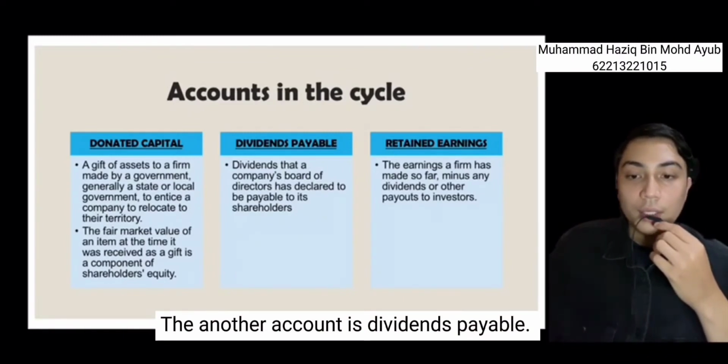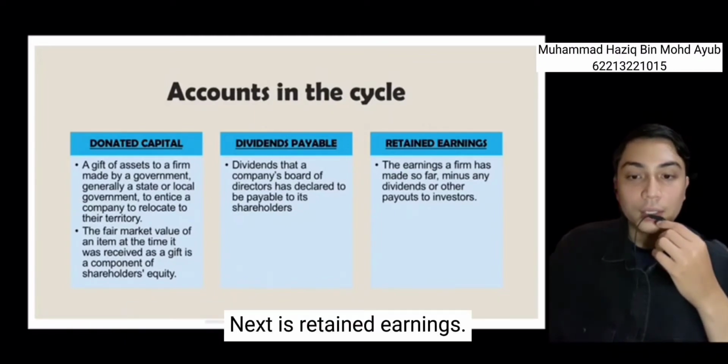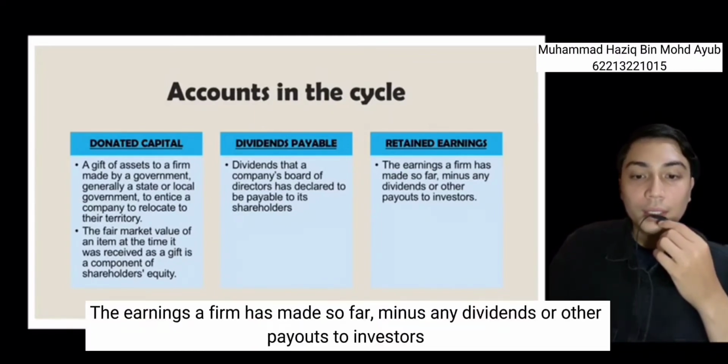Another account is dividends payable. Dividends that a company's board of directors has declared to be payable to its shareholders. Next is retained earnings. The earnings a firm has made so far minus any dividends or other payouts to investors.